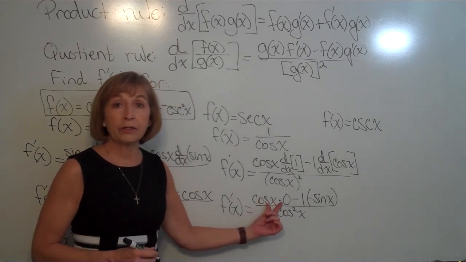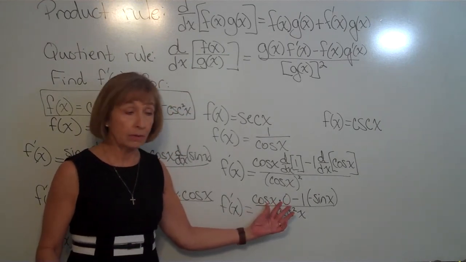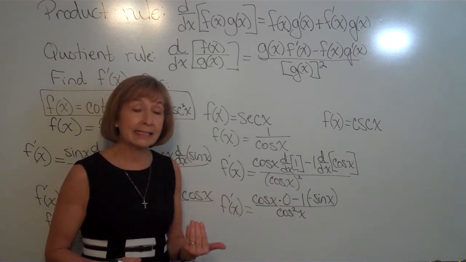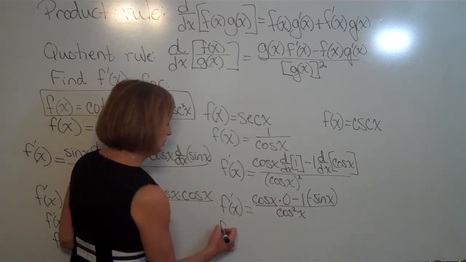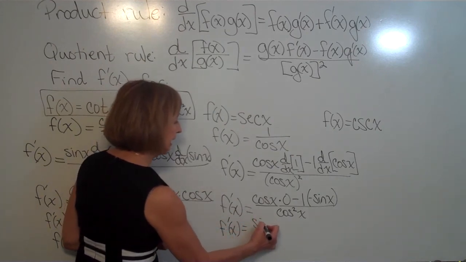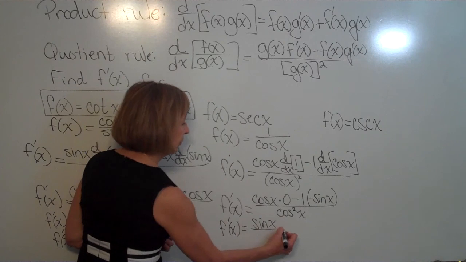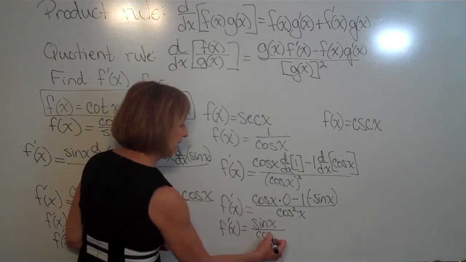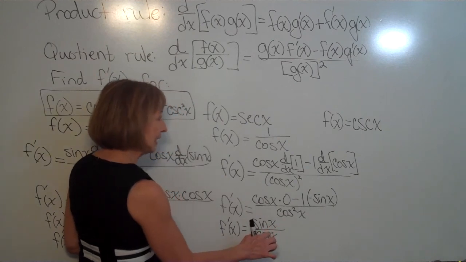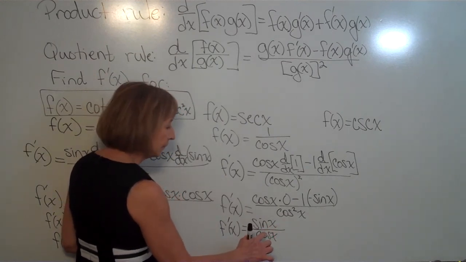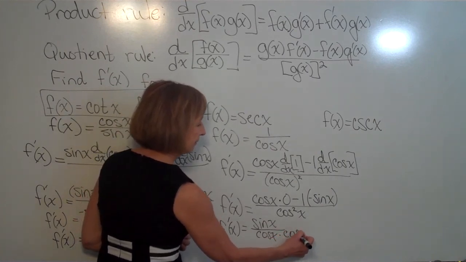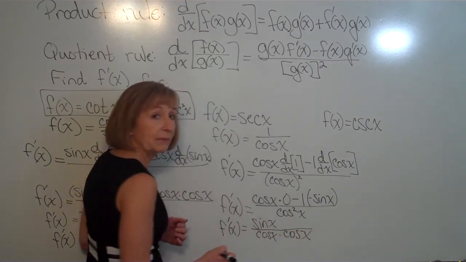So in my numerator, cosine x times 0 is 0. And then negative 1 times negative sine x is a positive sine x. So my derivative f prime of x is equal to sine x over cosine squared x. And I'm actually going to write that as sine x over cosine x times cosine x. And I'll tell you why in just a minute.